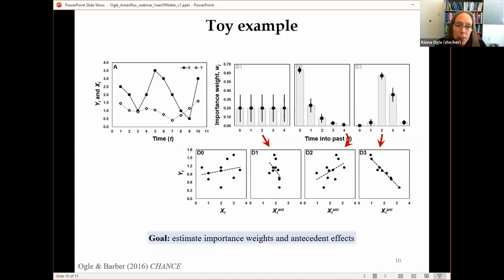And so one of the goals of a lot of the work in my lab group is to understand or estimate these importance weights and the associated antecedent effects, as in the strength of that relationship and the direction of it.